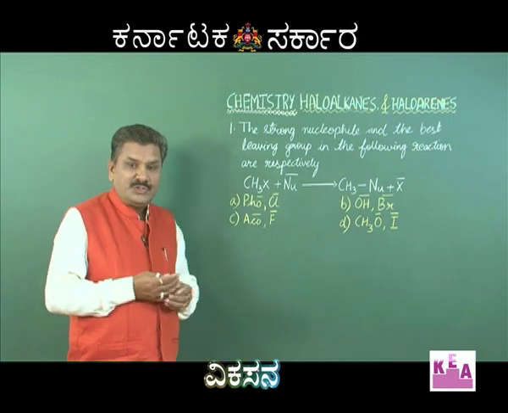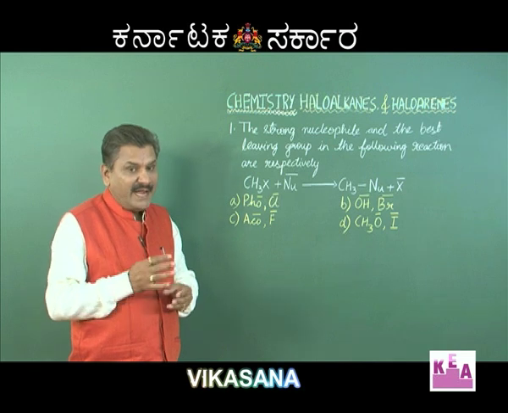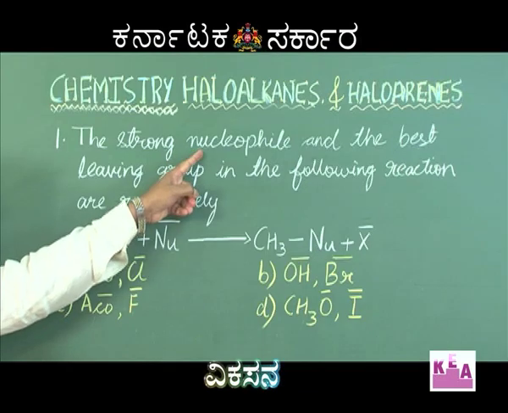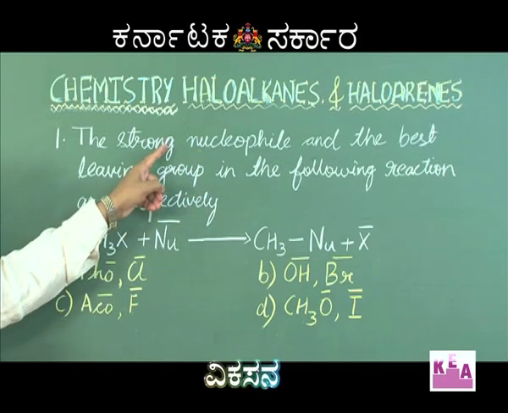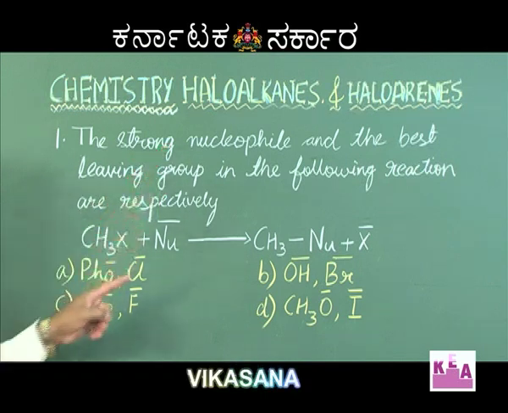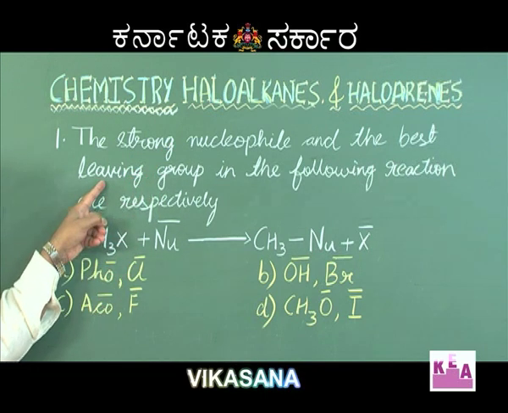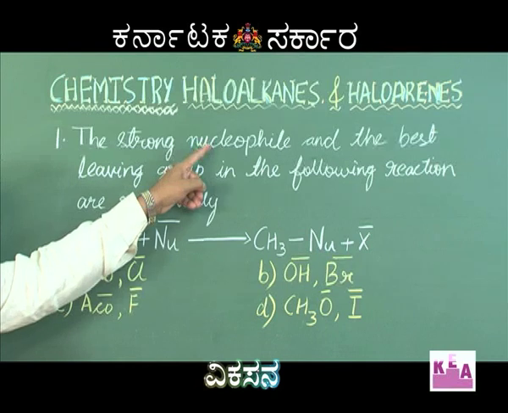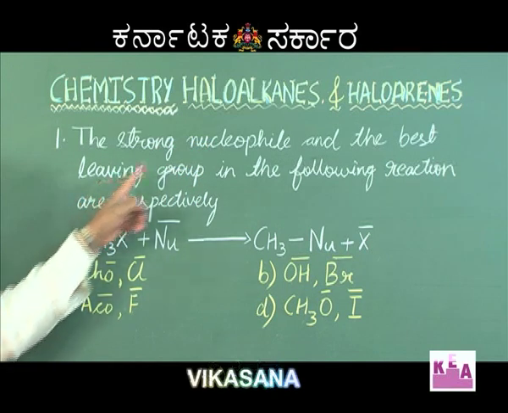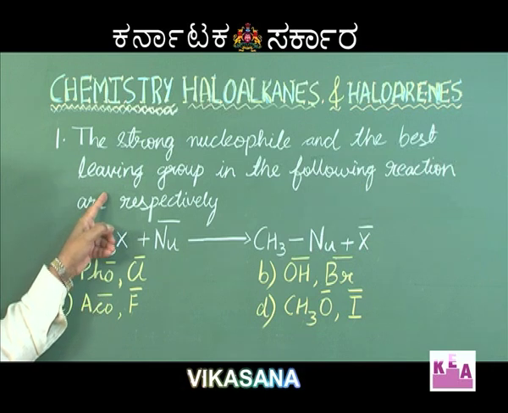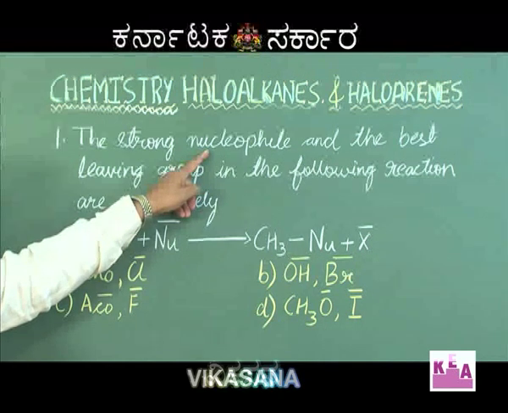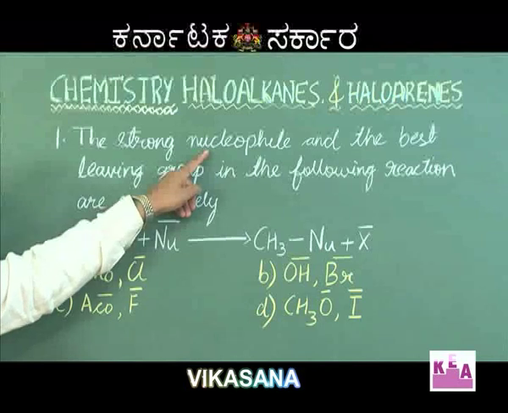When we read this question carefully, we will get an idea about the answer here. Look at this. The strong nucleophile means the most reactive nucleophile, and also the strong leaving group, I mean the strong halide ion. The strong nucleophile and strong halide ion are to be identified here. For a strong nucleophile, we should find the nucleophile which is least stable. The least stable nucleophile is most reactive.